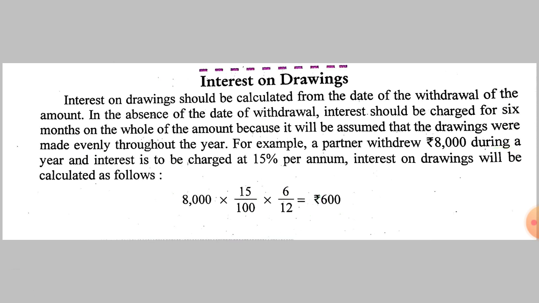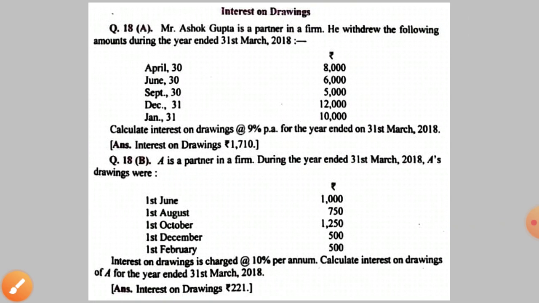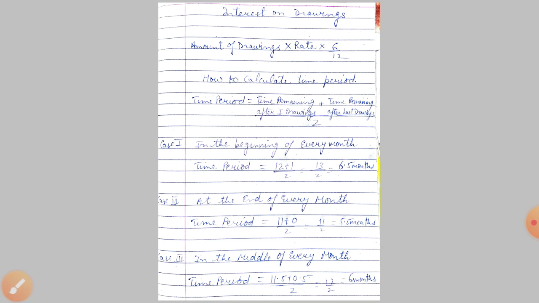Okay, now we'll move on further. The concept, see, interest on drawings. So what is the formula? Amount of drawing into rate into 6 by 12. Now this 6 by 12 is termed as time period. How much time period is to be taken? This is calculated by using a formula.